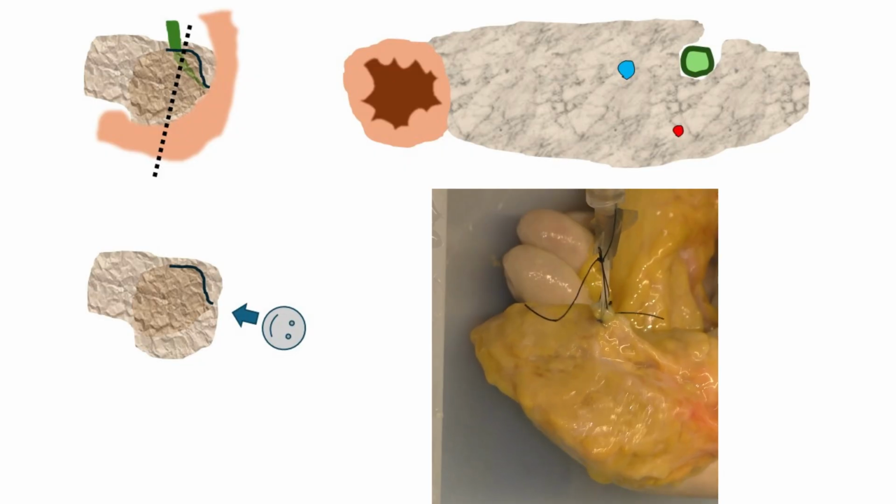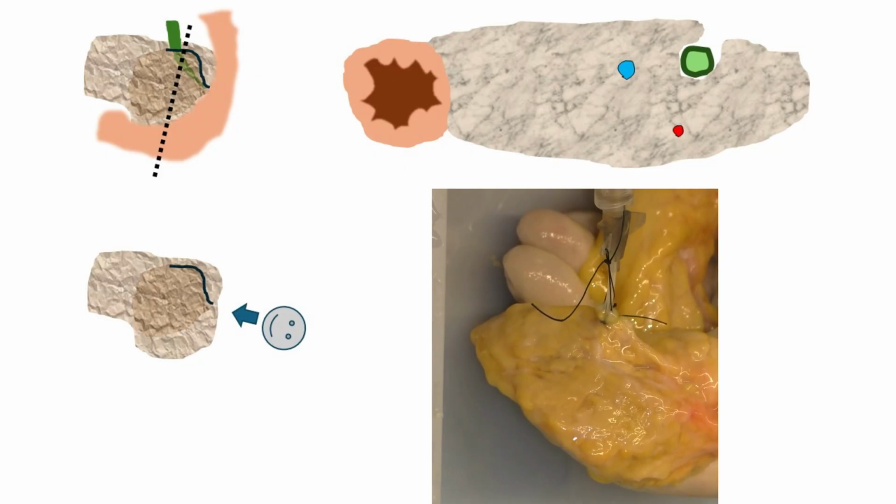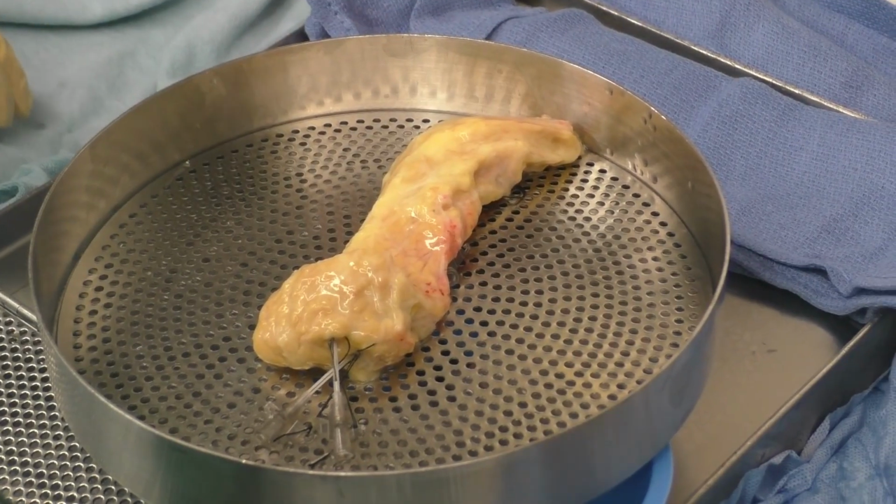I have inserted a catheter into the ventral duct opening. You can see the fluid fountain here. This is the dorsal duct opening. This is a case of pancreas divisum.